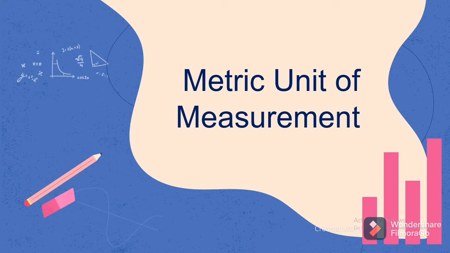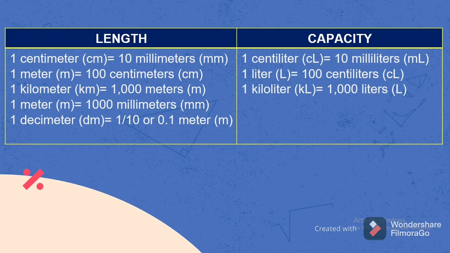Here are our common conversion factors. We have length and capacity. For length, we have 1 centimeter, or cm in symbolic unit, is equal to 10 millimeters, or mm. 1 meter is equal to 100 centimeters. 1 kilometer is equal to 1,000 meters. 1 meter is equal to 1,000 millimeters. 1 decimeter is equal to 1 over 10 or 0.1 meter.